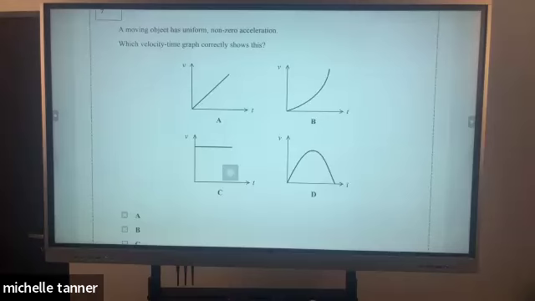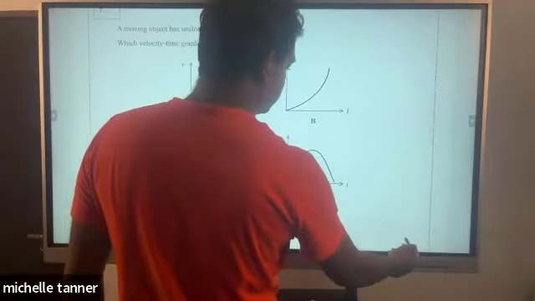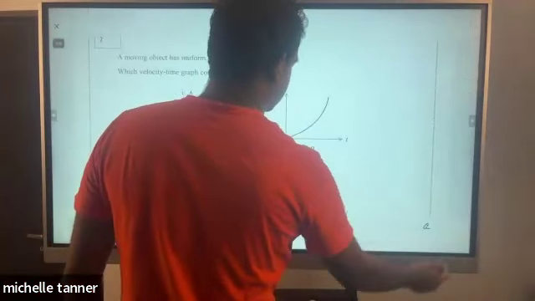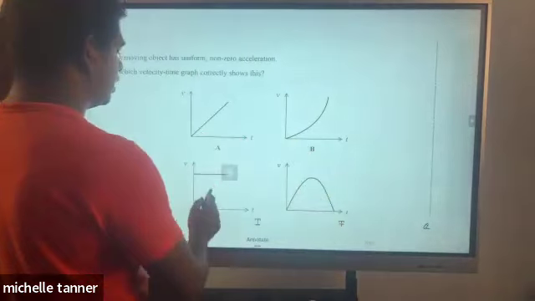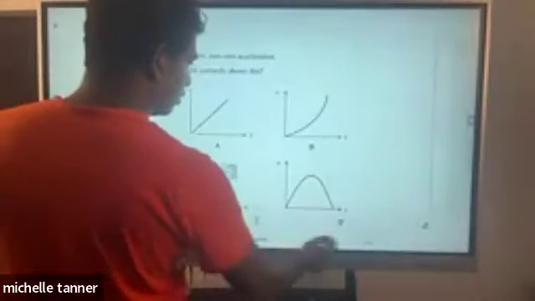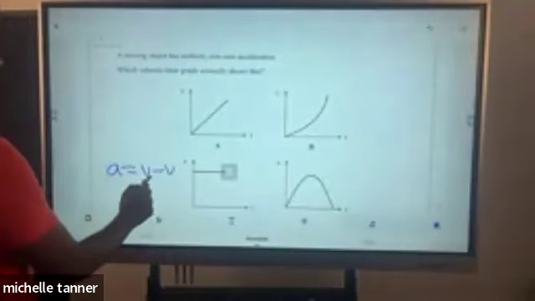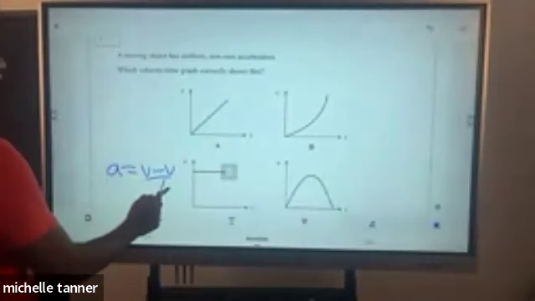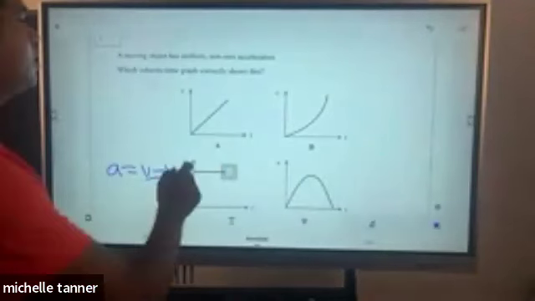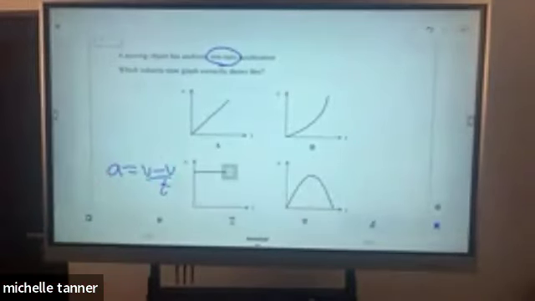Object has uniform non-zero acceleration. In graph C, look, velocity is constant, no? That means acceleration is equal to V minus V over T. That means acceleration 0, no? Non-zero acceleration, Sudha. Non-zero means the object has uniform non-zero acceleration.